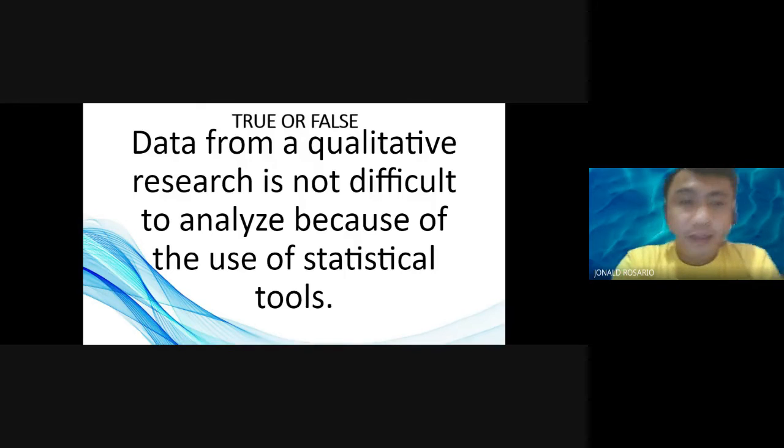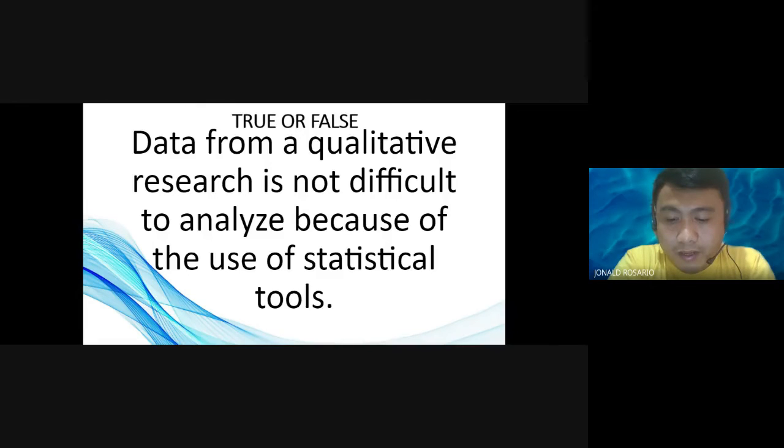Medyo mahaba po yung ating lesson because pinagsabay po talaga yung characteristics, strengths, weaknesses, and kinds. And usually sa face-to-face class ay ilang araw po itong dinidiscuss.